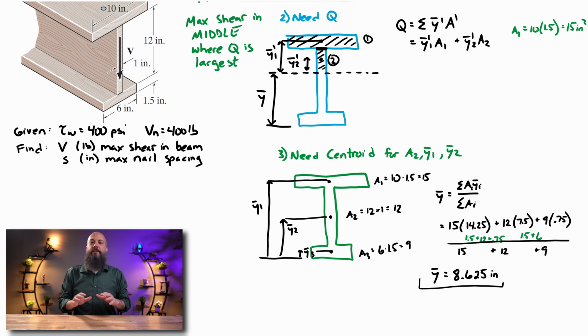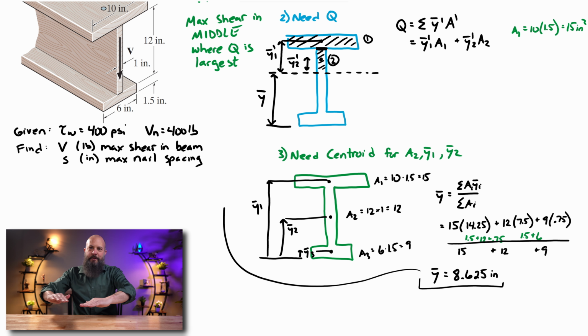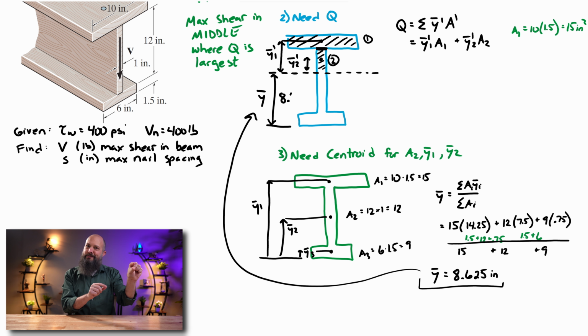So calculating a centroid is just a weighted average. It's pretty much the same way you calculate a GPA. So I've got all of my distances times areas in the numerator, and then the denominator is just the areas. And the result, when you have distance times area divided by area, you're left with a distance as your weighted average distance. So 8.625 is my y bar. That is the height from the very bottom up to the centroid.